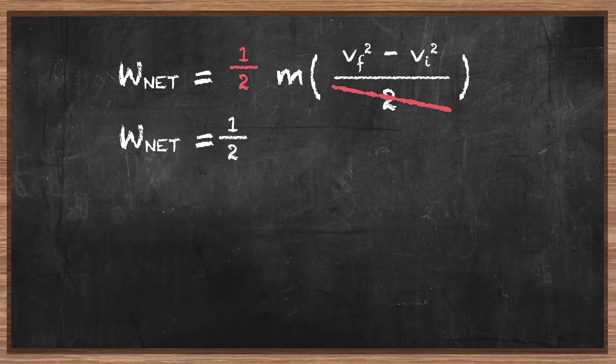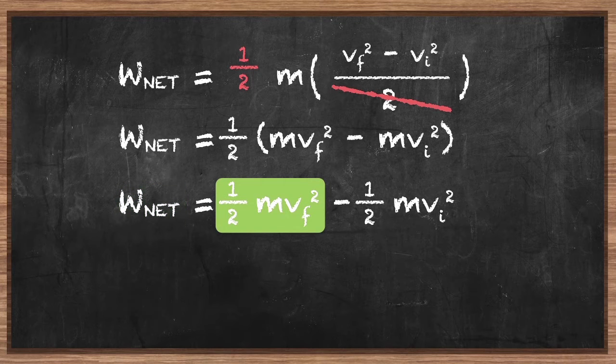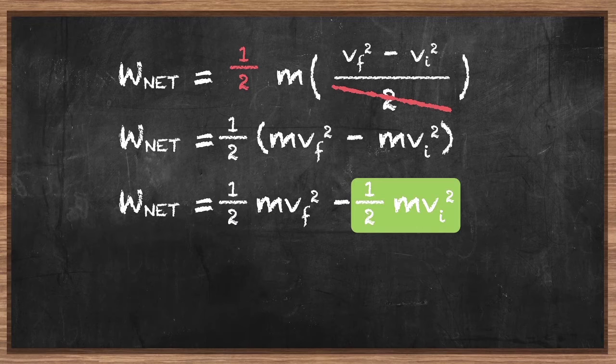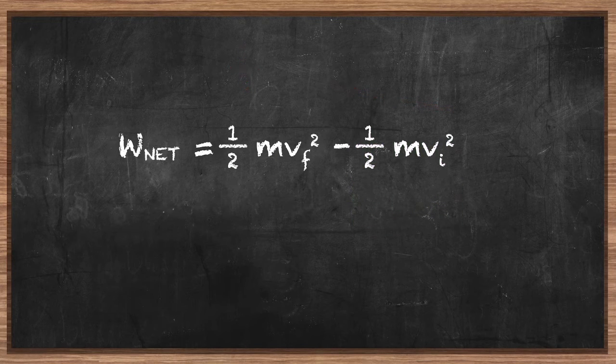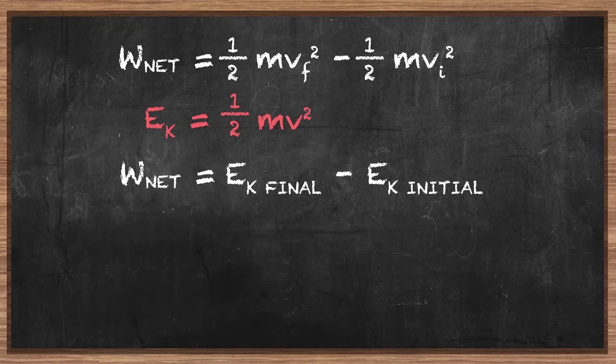We can also multiply through by mass, getting mass times final velocity squared minus mass times initial velocity squared. Finally, remove the brackets. Net work done is equal to 1/2 times the mass times final velocity squared minus 1/2 times the mass times the initial velocity squared. I'm sure you recognize that 1/2 times m times v squared is the formula for kinetic energy, Ek. The net work done on a system is equal to the change in kinetic energy of the system.